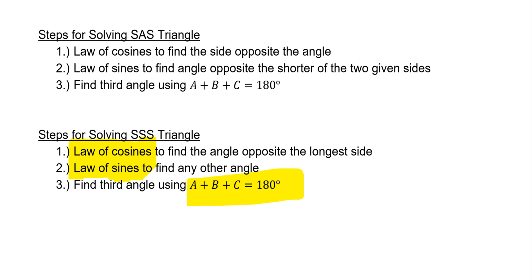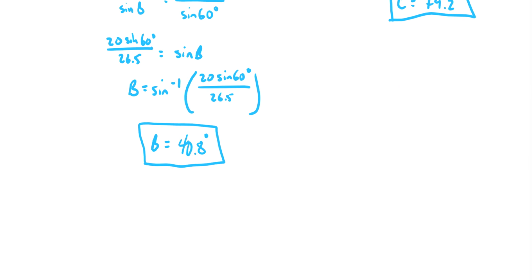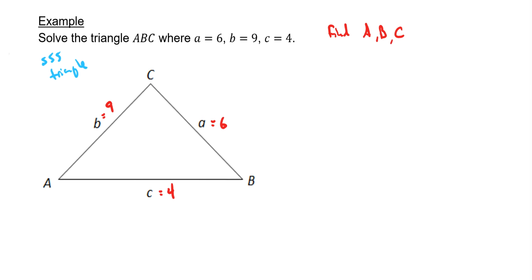So side, side, side says we're going to do law of cosines first to find the angle opposite the longest side. Obviously, we're looking for an angle because that's all that's left. Law of cosines opposite the longest side. So let's go ahead and scroll. So we're going to find the angle opposite the longest side. The longest side is B. So that means we're finding angle B.